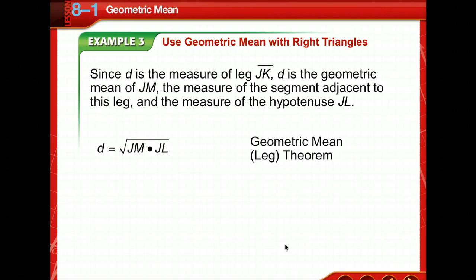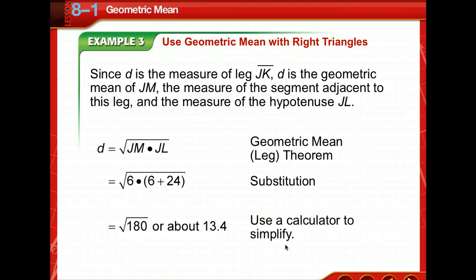Now they want us to find the measurement of leg D. So looking back, D is equal to the square root of JM times JL. Now JM is 6 and JL, if you notice, is 6 plus 24. So 6 times 30 is 180. If you take the square root of it using a calculator, it's approximately equal to 13.4.